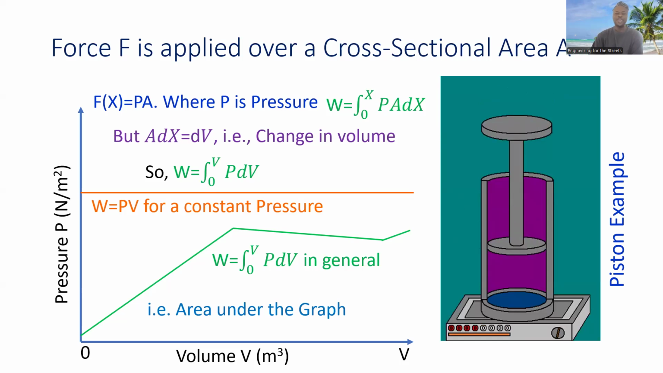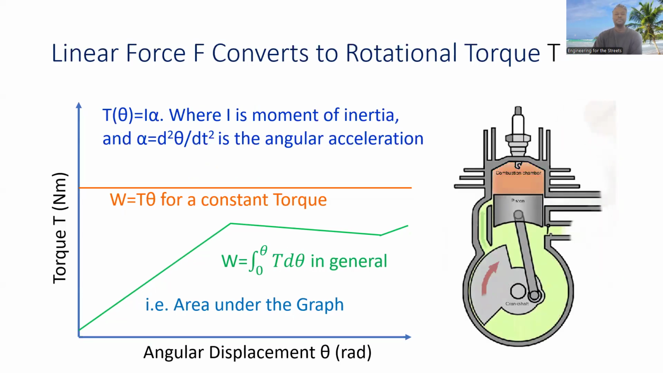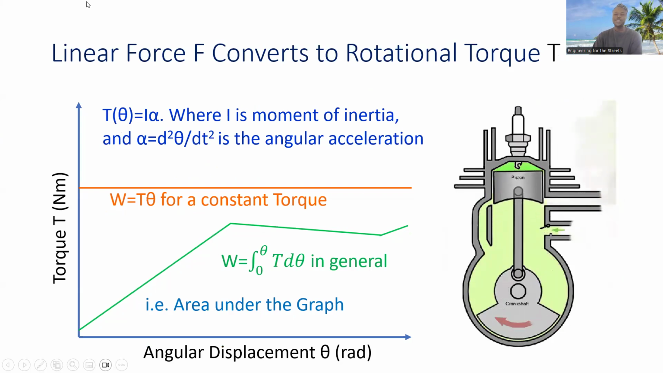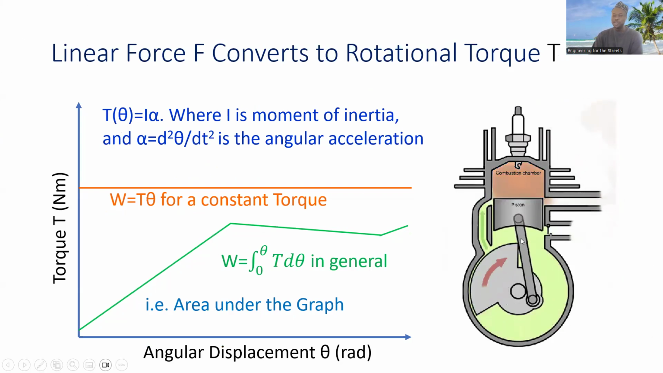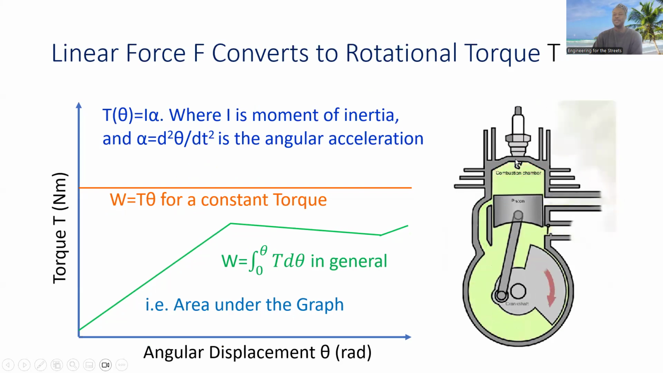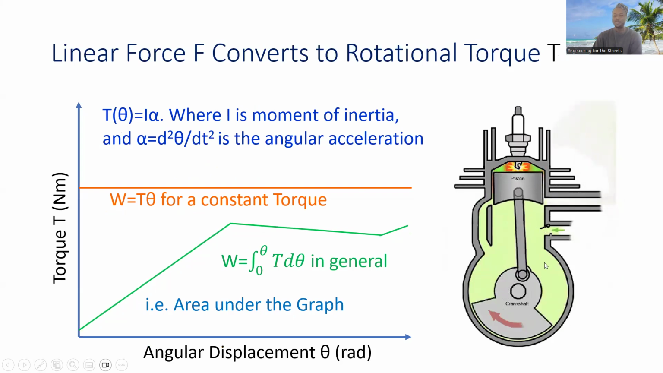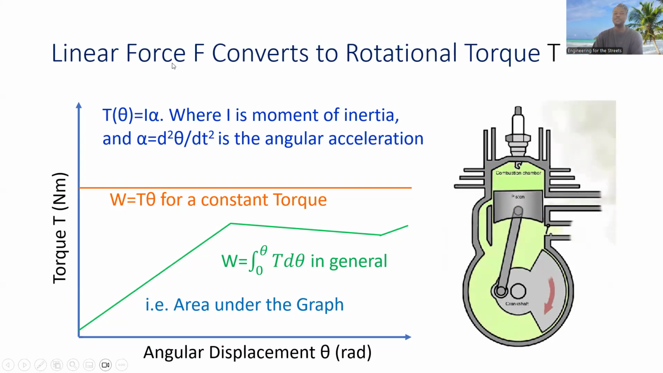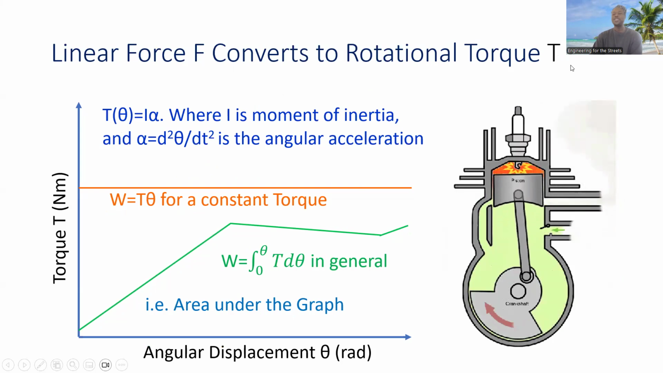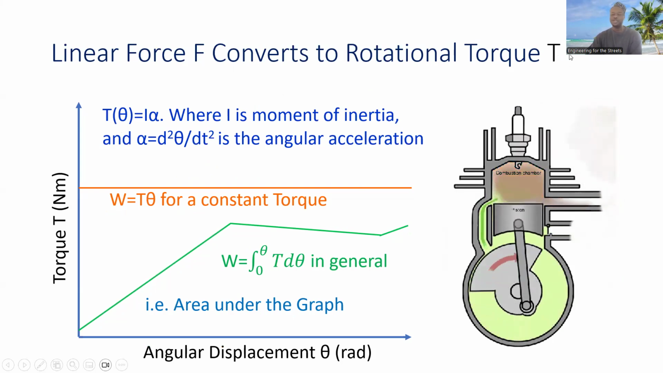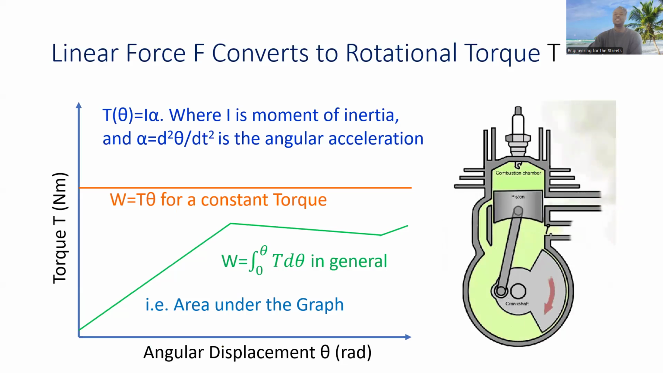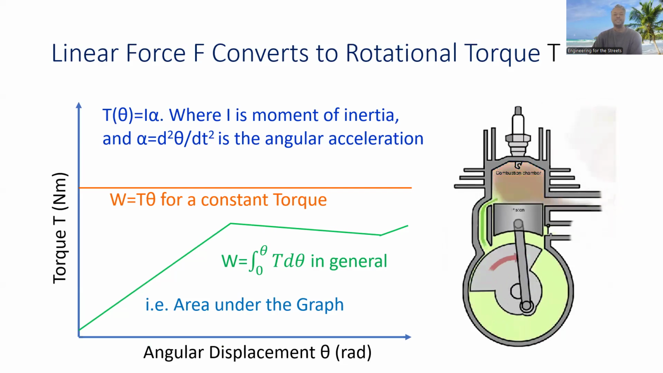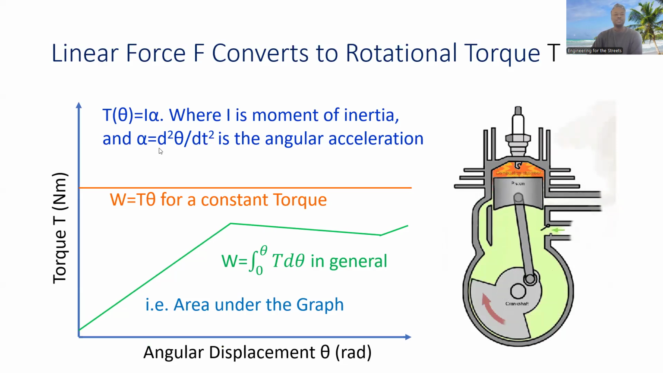Now, let's go a step further. You see, in thermodynamics, linear motion of the piston ultimately results in rotational motion. And when we are talking of rotational motion, we move from linear force F to rotational torque T. So torque is basically the turning effect. It's basically related to turning moments, isn't it?